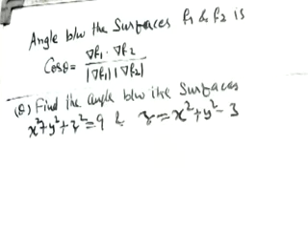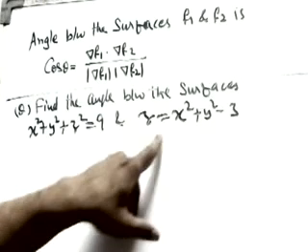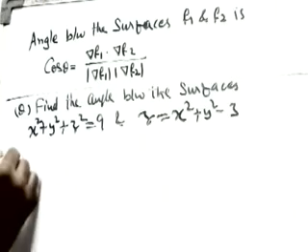Therefore, its formula is cos theta equals, suppose we are having two surfaces, f1 and f2. Then the angle between the surfaces is cos theta equals del f1 dot del f2 divided by mod of del f1 into mod of del f2. So let us continue with an easy question. Let us start this question.